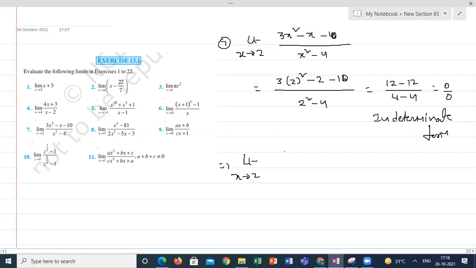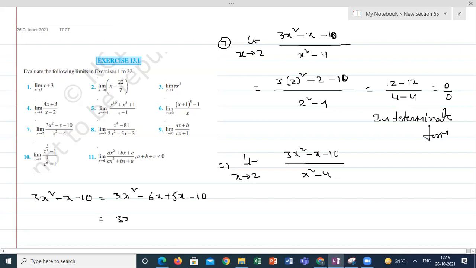So how will we do this question? What are the factors of the numerator, students? 3x square minus x minus 10 divided by x square minus 4. 3x square minus x minus 10 can be written as 3x square minus 6x plus 5x minus 10. Taking 3x common, x minus 2, plus 5, taking common, x minus 2. So x minus 2 into 3x plus 5 are the factors of the numerator.